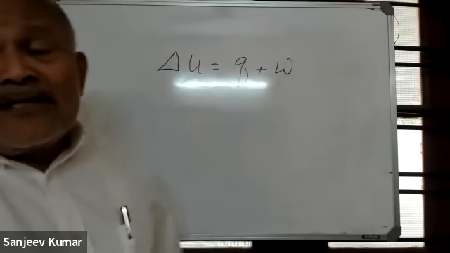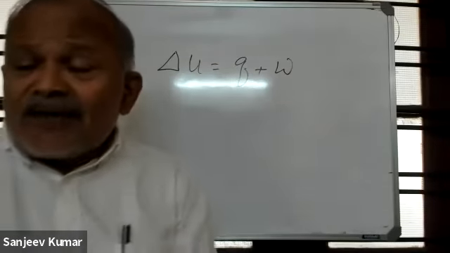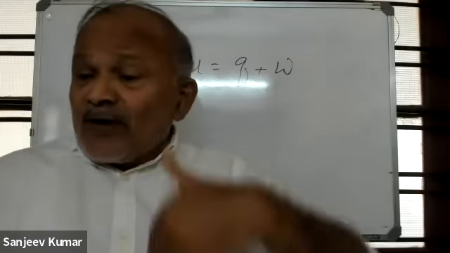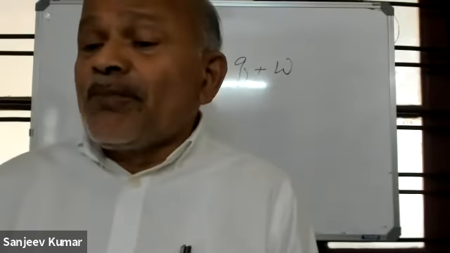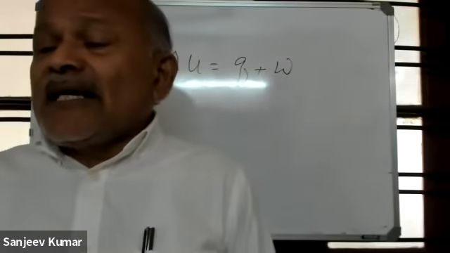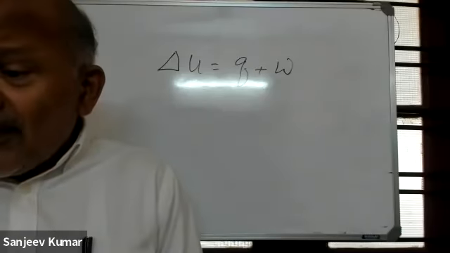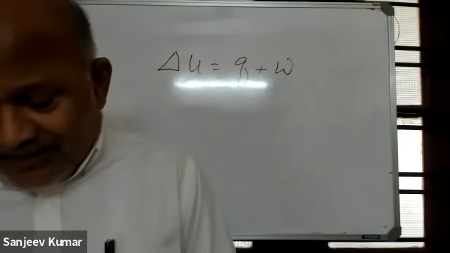W is the work. If work is done on the system, work is positive. If work is done by the system, work is negative. And that is delta U is equal to Q plus W, the mathematical statement for the first law of thermodynamics.